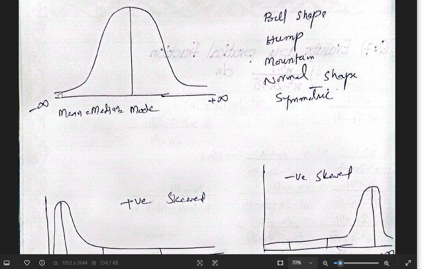If you check the shape, every normal phenomenon is just like the cycle of life. If you see the normal cycle of life, a baby is born, then he goes through all the hardships and reaches the kid stage, then young age, then adulthood, and then his health starts declining, and at the end he dies. Okay, so this is a normal shape.